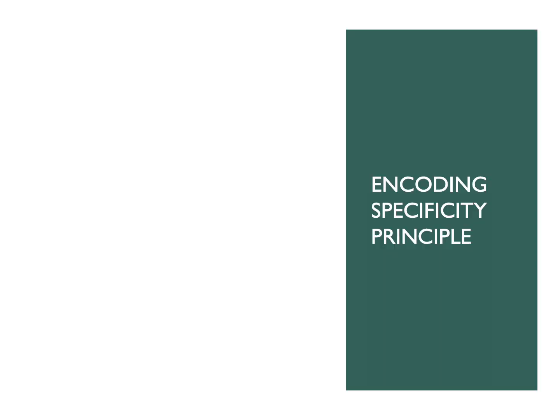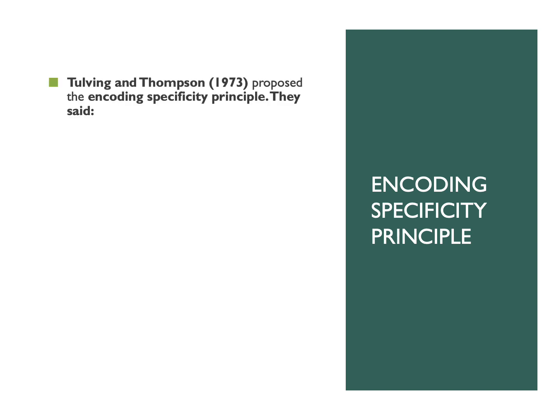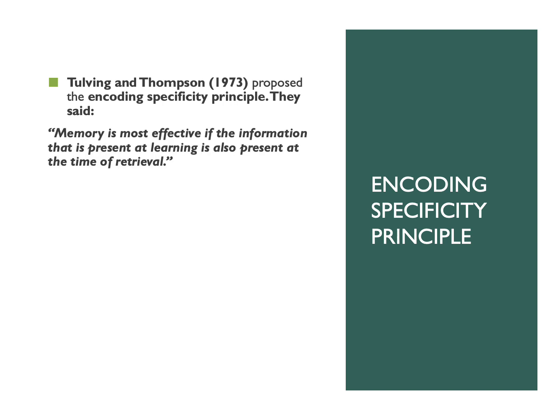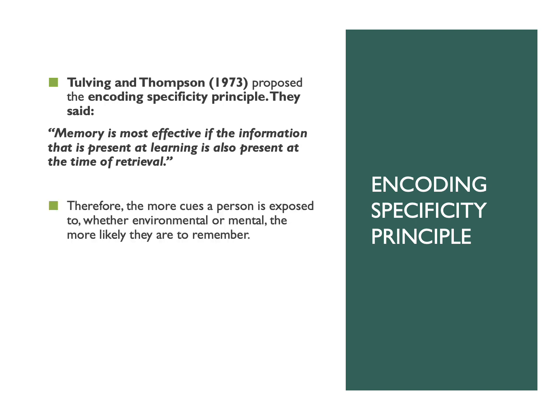Okay, so the first part of retrieval failure is encoding specificity principle, and this was studied by Tulving and Thompson. And they basically said that memory is most effective if the information that is present at learning is also present at the time of retrieval. And this basically means that the more cues that a person is exposed to, whether it be external or internal, environmental or mental, the more likely they are to remember.